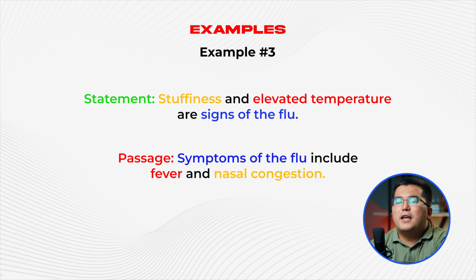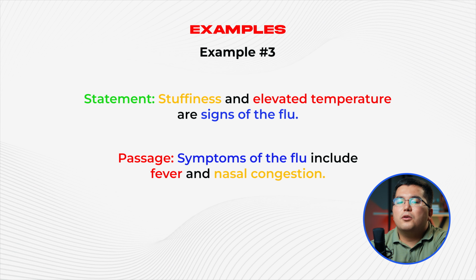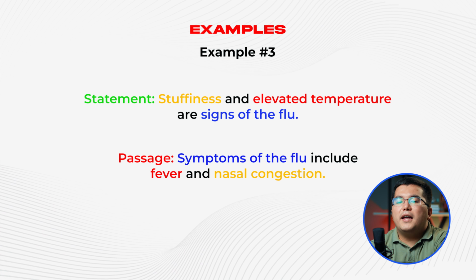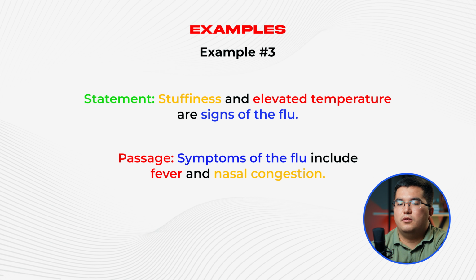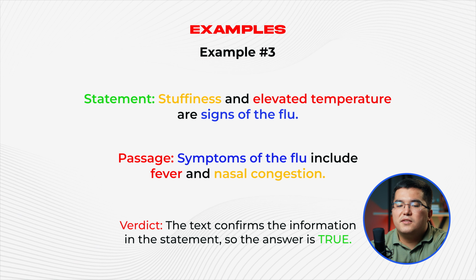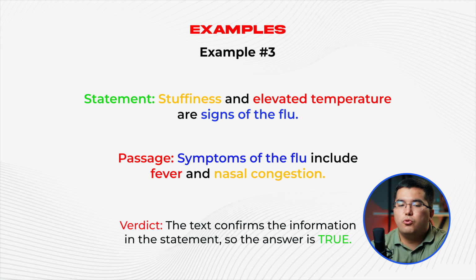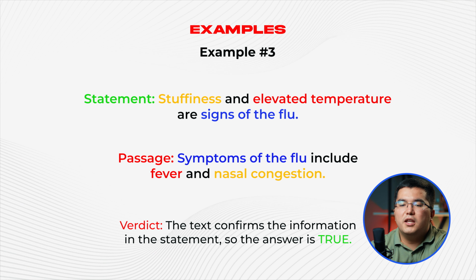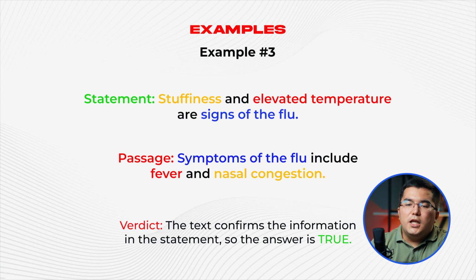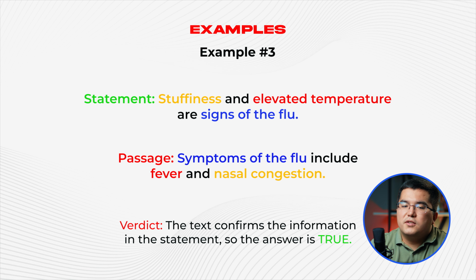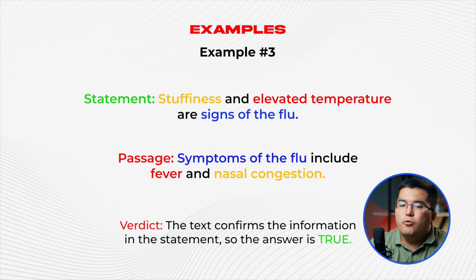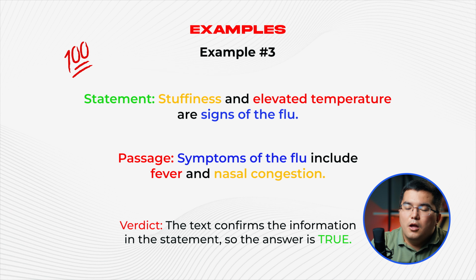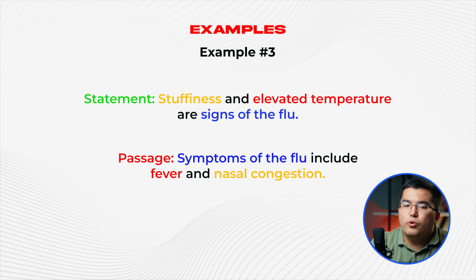So you see, my statement fully agrees with the passage. I have the same information both in the passage and the statement. That means my answer is true. It's absolutely true. The information is fully given. You see, if only part of the information is given, answer will be not given. When the information is fully given, 100% given, my verdict will be a true answer.